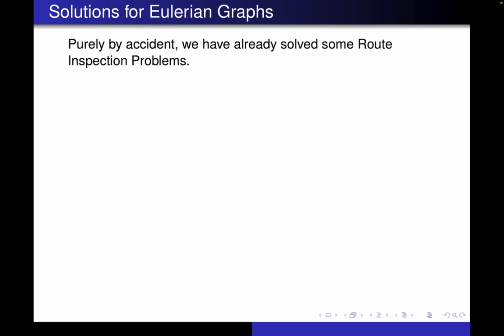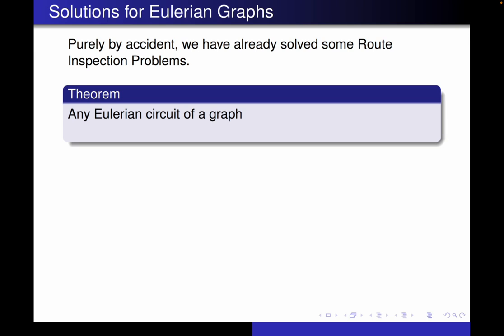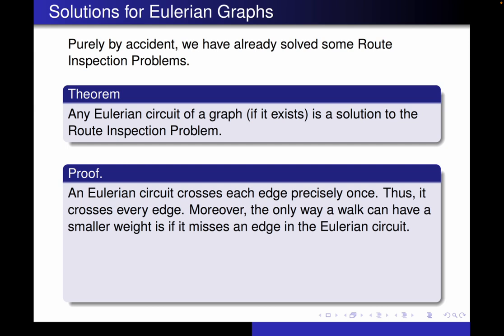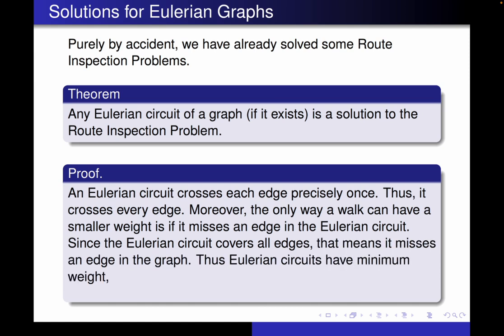So it turns out, just purely by accident, we have already solved some root inspection problems. If we take an Eulerian circuit of a graph, if it exists, that is going to be a solution to the root inspection problem. The proof of that is pretty straightforward. An Eulerian circuit crosses every edge precisely once. That means it crosses every edge, and it's a closed walk. And the only way a walk can have a smaller weight is if it somehow misses an edge in that Eulerian circuit. But since the Eulerian circuit has to cover all the edges, that means it misses an edge in the graph, which can't happen. That means Eulerian circuits have minimum weight, and that means they're solutions to the root inspection problem.